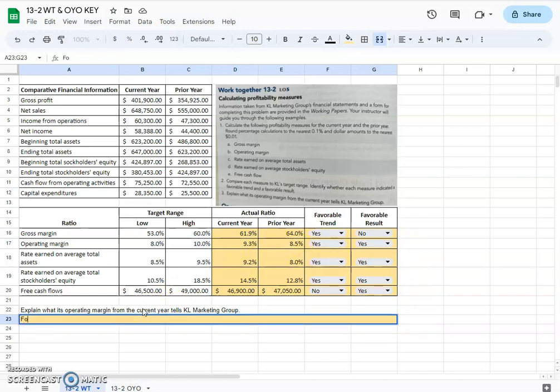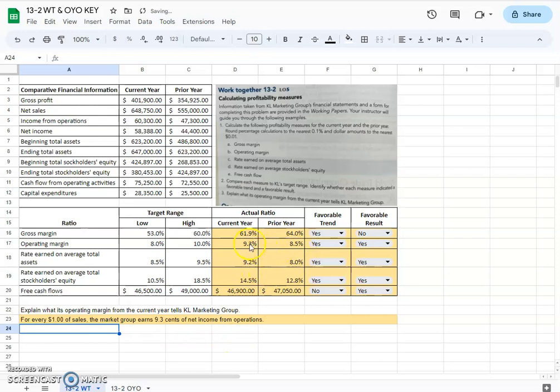So I guess all we really need to say is for every dollar of sales, the marketing group earns 9.3 cents of net income. More specifically, from operations. Okay? And that it's better than the previous year.